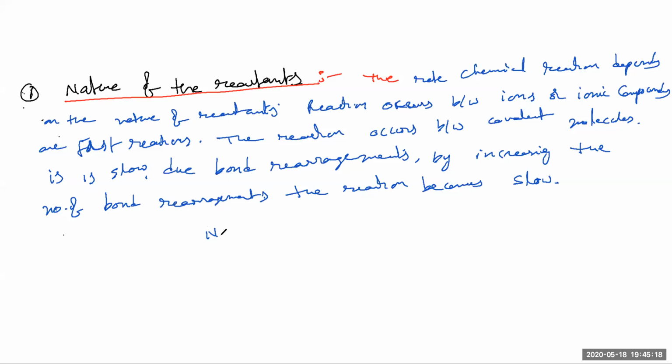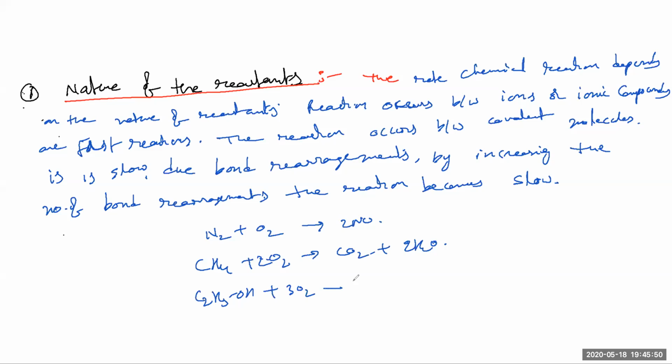N2 plus O2 gives rise to 2NO, right? Combustion of methane: CH4 gives rise to CO2 plus 2H2O. Next, combustion of ethyl alcohol: C2H5OH plus 3O2 gives rise to 2CO2 plus 3H2O. Say equation 1, equation 2, equation 3. Now check the bond rearrangements, all of you.